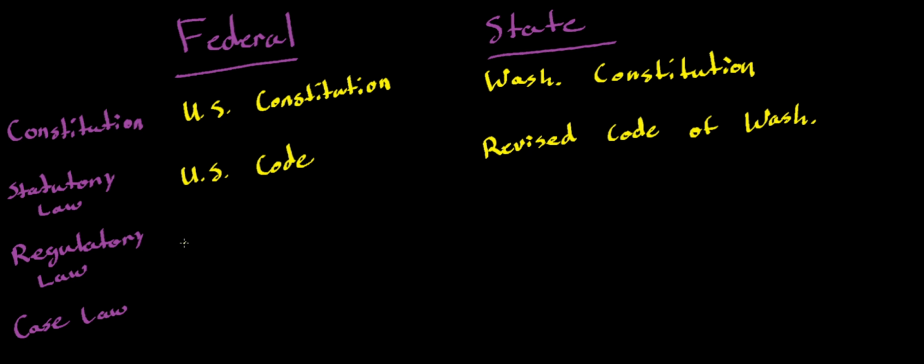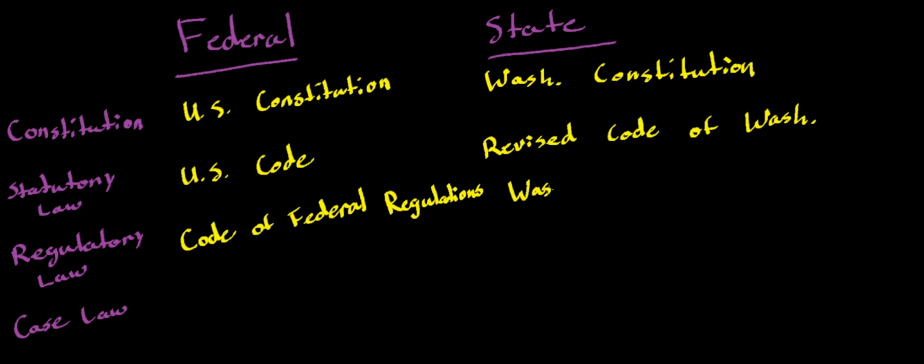The federal government has a body of regulatory law, which can be found in the Code of Federal Regulations. Each state also has its own body of regulatory law. In Washington, it is known as the Washington Administrative Code.